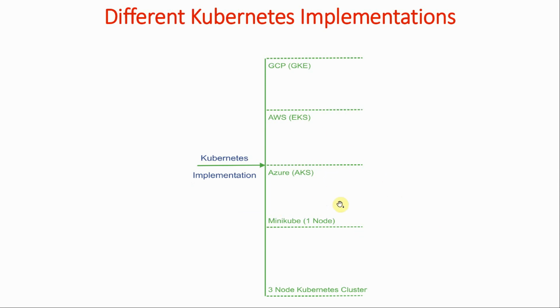When we are talking about Kubernetes, the simplest solution is implementing one node cluster by using Minikube. But that is used for testing purpose. Then we can implement 3-node Kubernetes cluster on our local system. That means we will need 3 physical systems or 3 virtual machines.